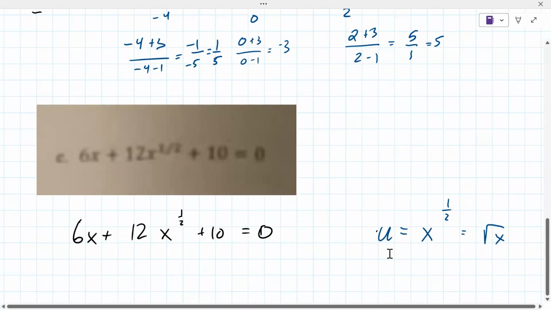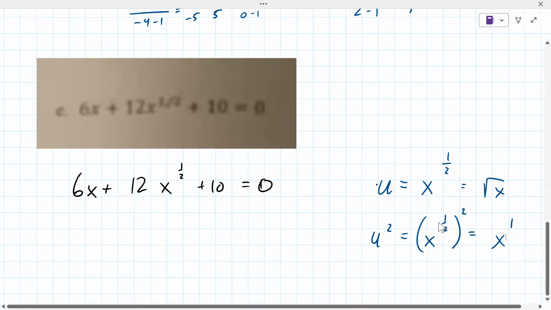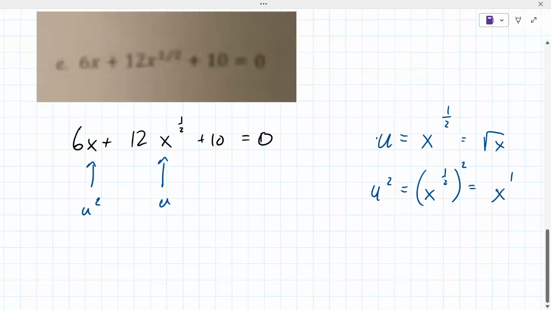U is the most common substitution variable, but you have to do a bit more. You have to square u, and that means x to the 1/2 squared, which is really x to the power of 1. The reason is when you have an exponent to an exponent, you multiply. 1/2 times 2 is 1. So now you substitute in: this is u, this is u squared. So it becomes 6u squared plus 12u plus 10 equals 0.